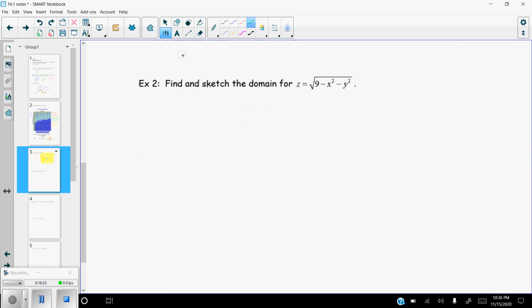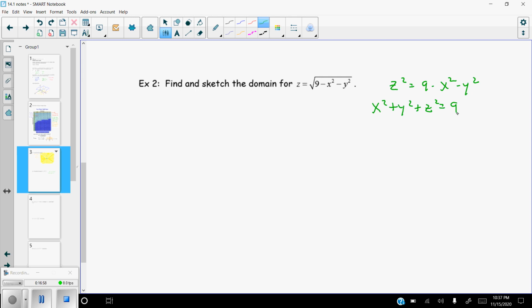Go back to an actual writing utensil there. So we want to sketch the domain for z equals the square root of 9 minus x squared minus y squared. So what might be helpful is to put that in a form that we're slightly more familiar with. If we square both sides of that, we get z squared equals 9 minus x squared minus y squared. And then if we add the x squared and y squared to the left, x squared plus y squared plus z squared equals 9. So what you have there is a sphere.